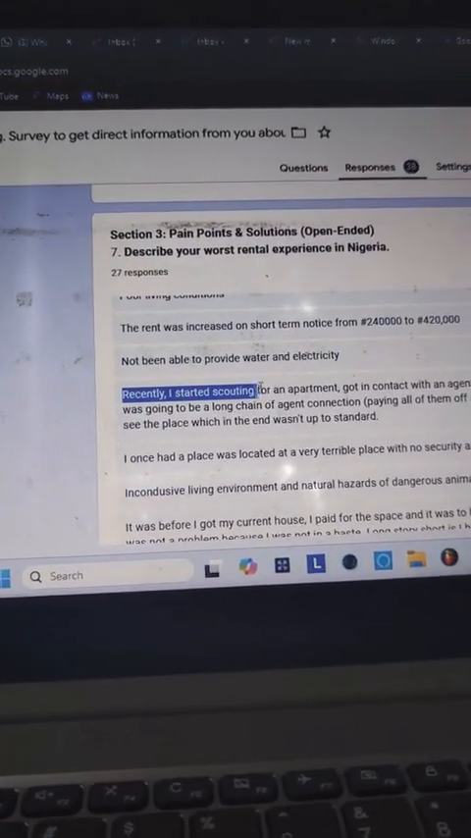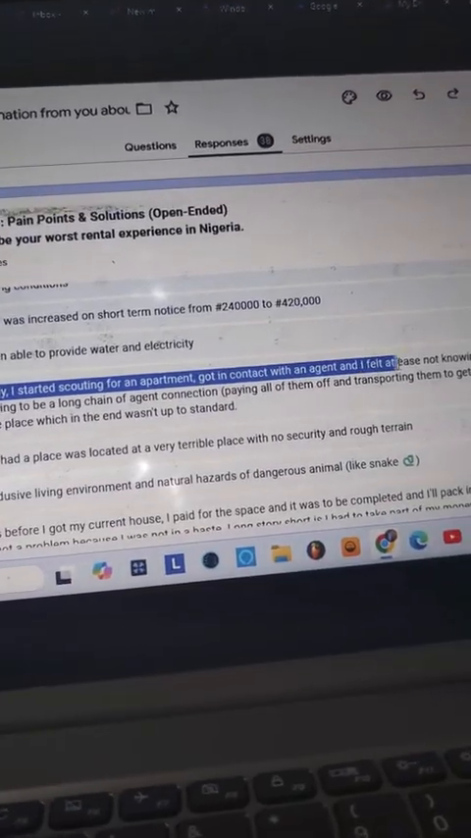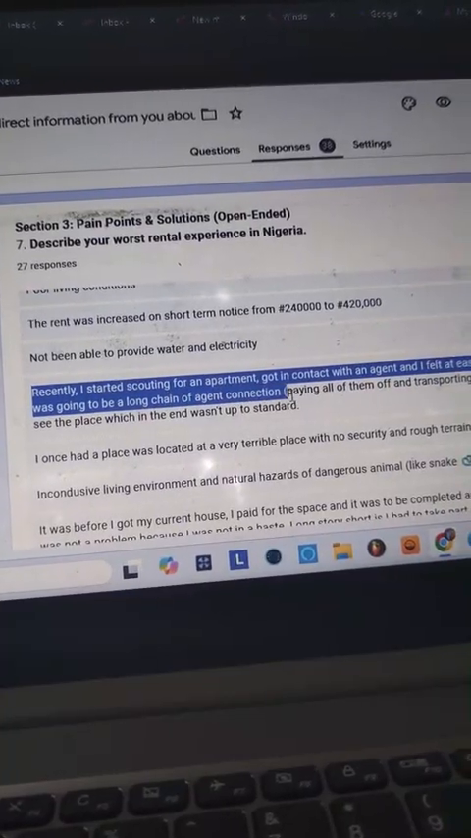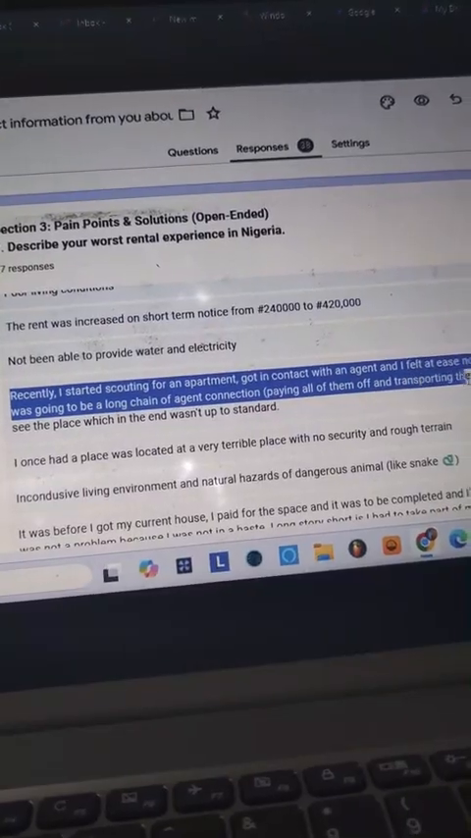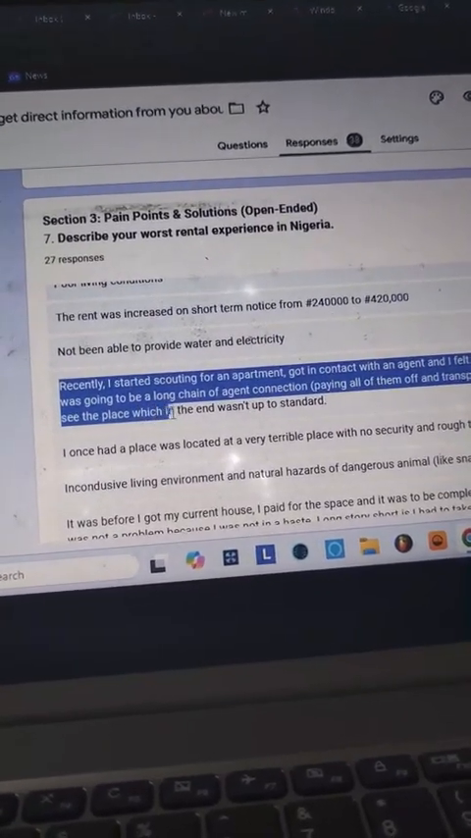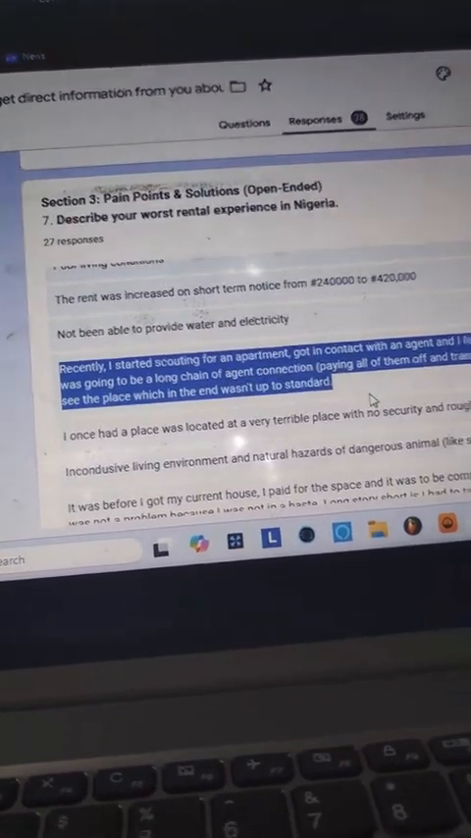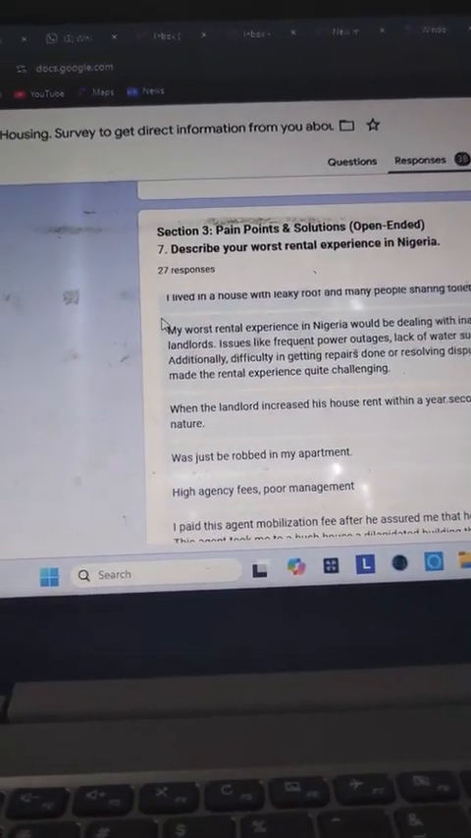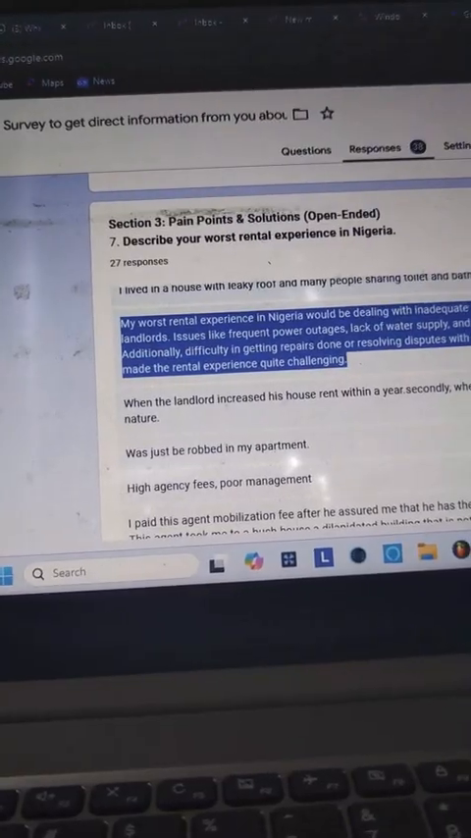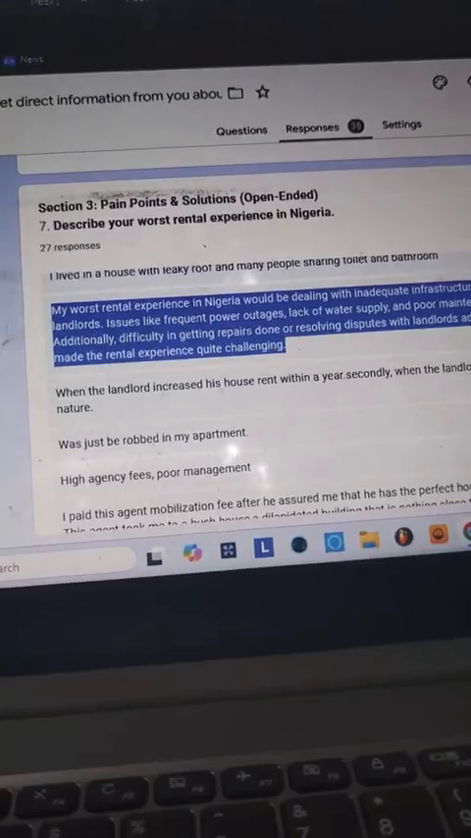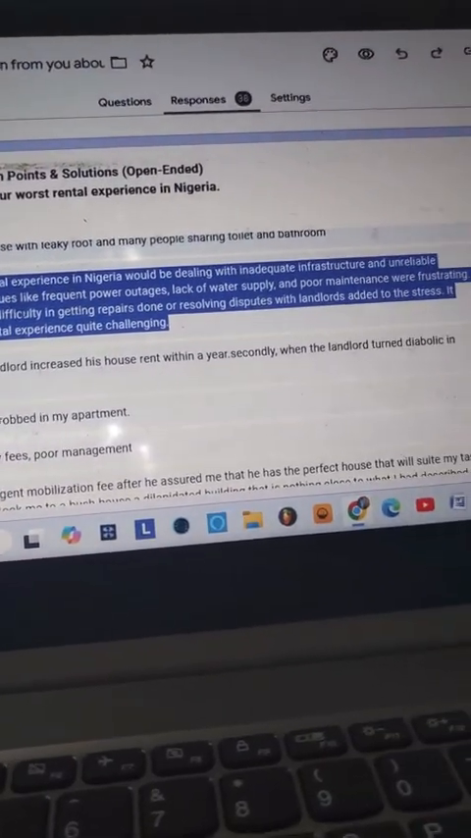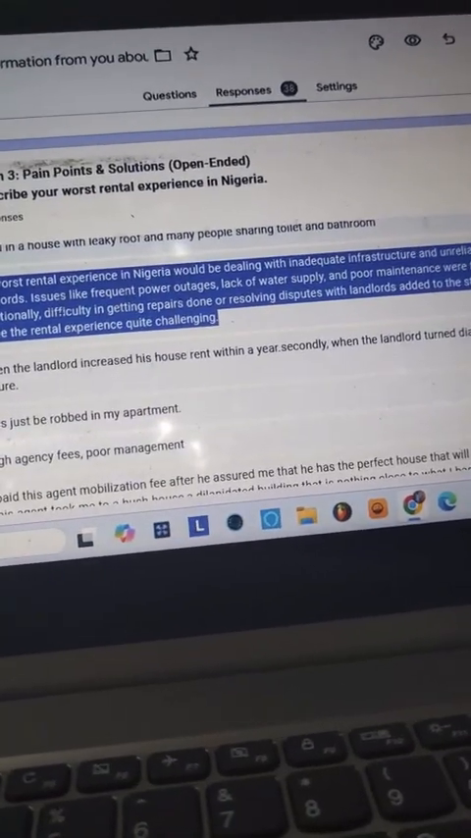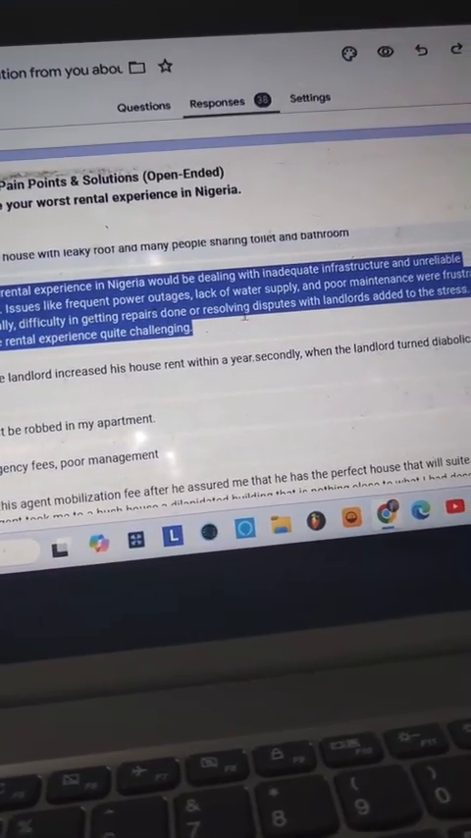Another person says recently I started scouting for an apartment, got in contact with an agent and I felt at ease, not knowing it was going to be a long chain of agent connections, paying all of them off and transporting them to see the place, which in the end wasn't up to standard. Can you imagine? So if you read down, you see people's frustration, pain points. This one says my worst rental experience in Nigeria could be dealing with inadequate infrastructure and unreliable landlord issues. Issues like frequent power outages, lack of water supply, and poor maintenance were frustrating. Additionally, difficulty in getting repairs done or resolving disputes with.